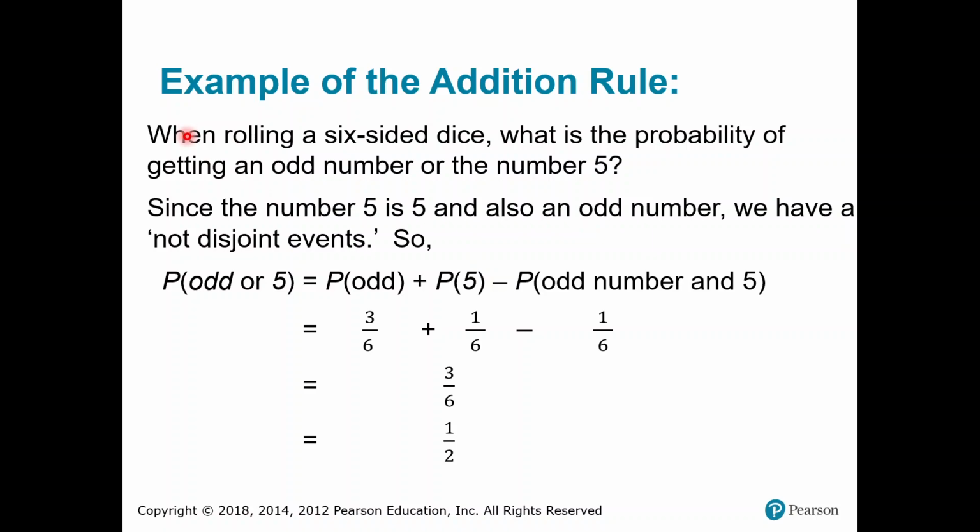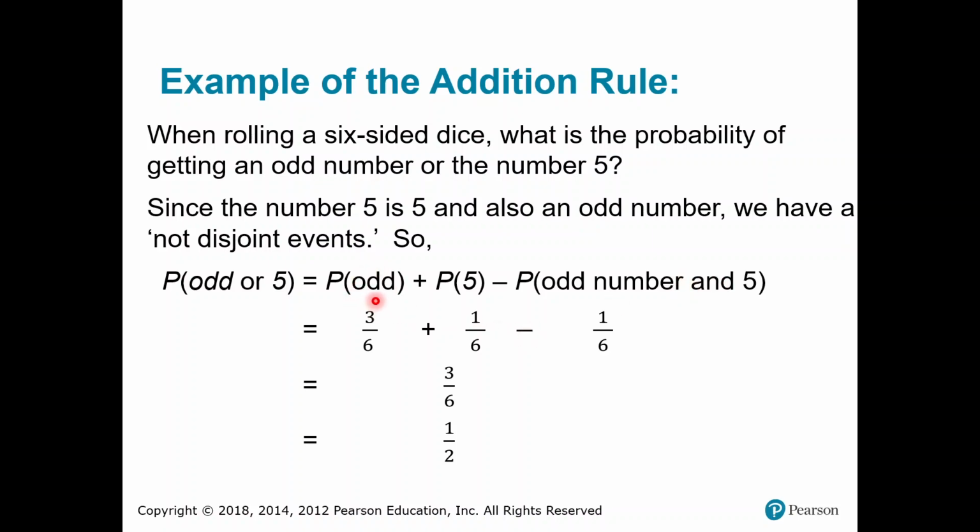Here, when rolling a die, what is the probability of getting an odd number or a 5? Well, we know that 5 is 5, but 5 is also an odd number. So we can have both 5 and an odd number, then it is a not disjoint event. So P of odd or 5 is P of odd plus P of 5 minus P of odd and 5.